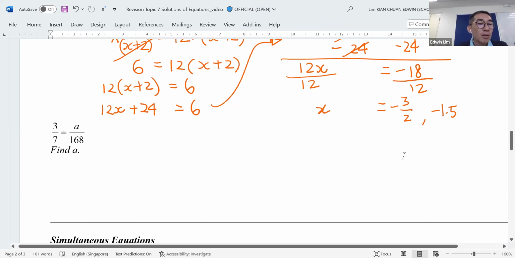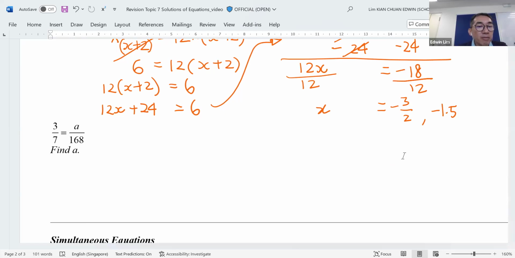Okay. Last one on fractional equation. 3 over 7 equals a divided by 168. I want to make sure that my subject, the one I want to find, is at the left hand side, so I just swap the position. A over 168 equals 3 over 7. So how to do this question? The easiest way, we are making use of equivalent fractions, meaning they are of the same value.